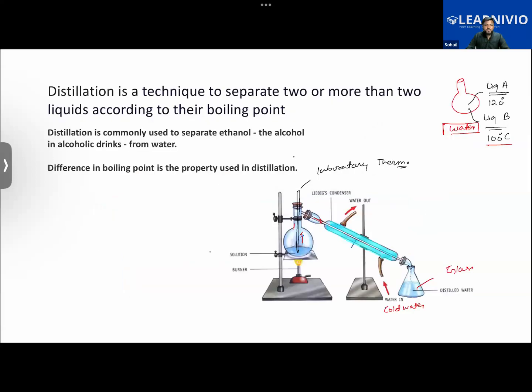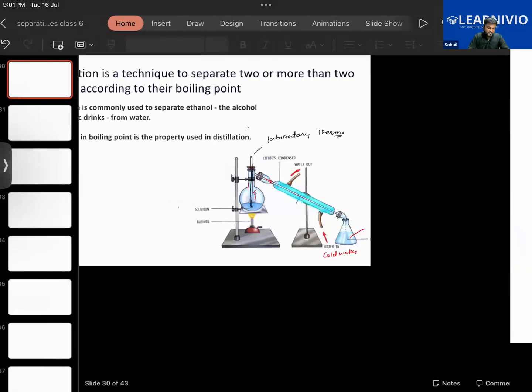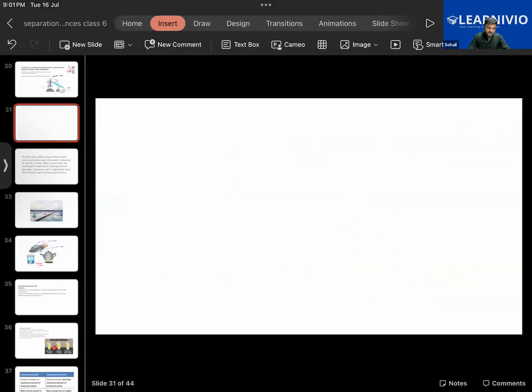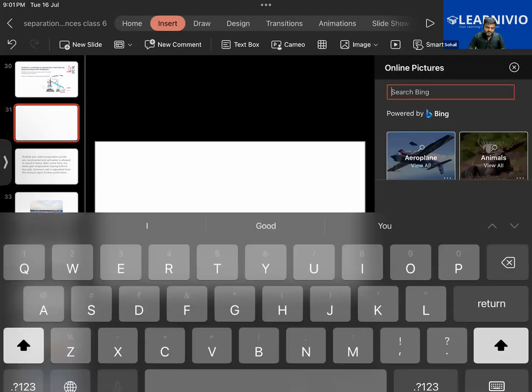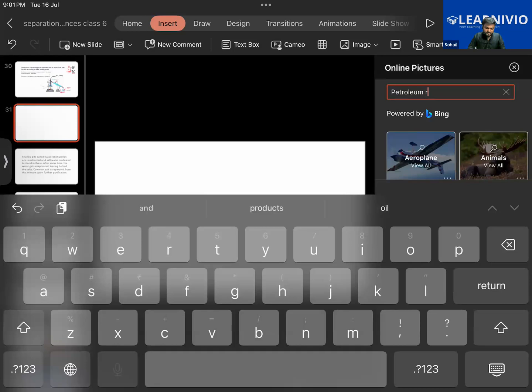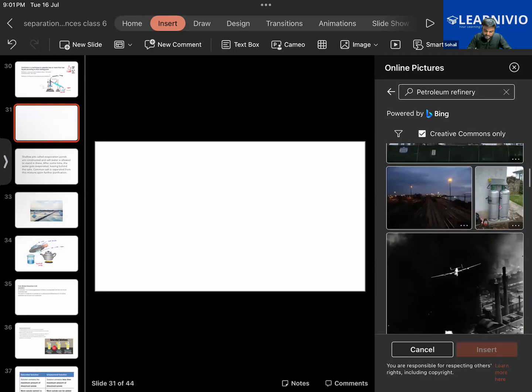Then furthermore, distillation is used in the refining of petroleum. The petroleum that is taken out from the earth is in a crude state. It is not in a usable state. So what will be happening now? We would basically take the petroleum and put it into a furnace. Petroleum would first of all be put into a petroleum refinery, like this.